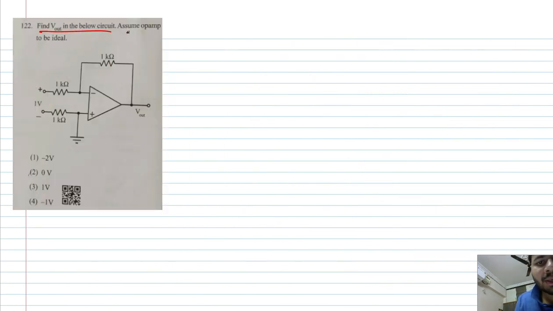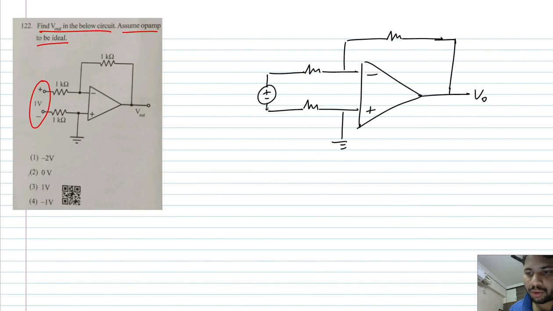Find V out in the below circuit. Assume op amp to be ideal. What you should understand from this is that between these 2 points, we have an input voltage source whose value is 1 volt. That is how you should understand the given circuit. I'll just draw a neat diagram of the given circuit. Between the 2 input terminals, that is this point and this point, I have connected a voltage source of value 1 volt.